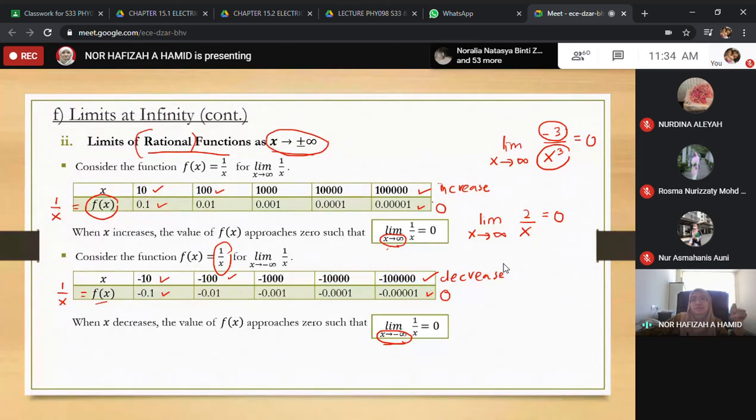Okay, sama juga kalau negative infinity. So kalau kat sini x approach to negative infinity pun still 2 over x dah akan jadi 0. So if x approach to negative infinity, so the function negative 3 over x cube also answers the 0. Okay, so ini untuk limits of rational function.